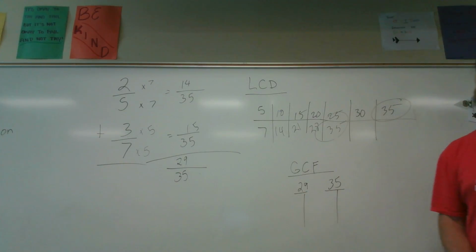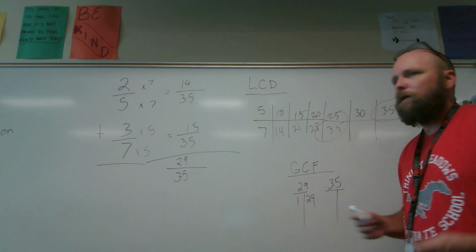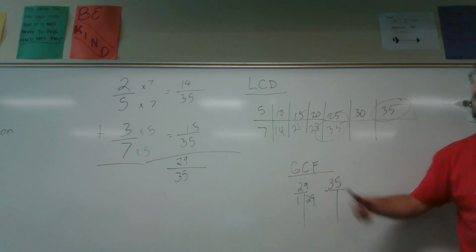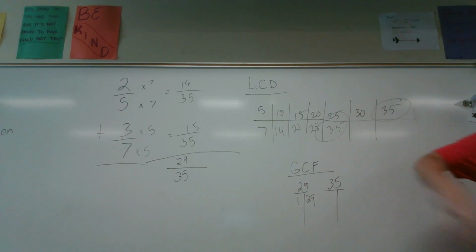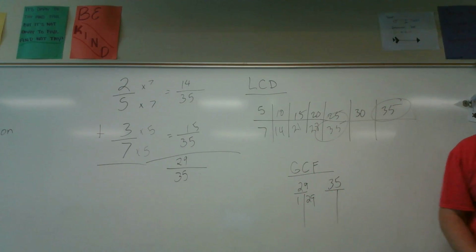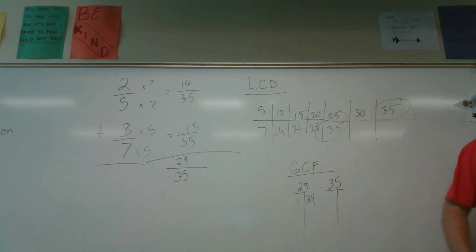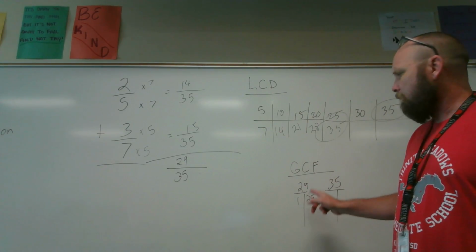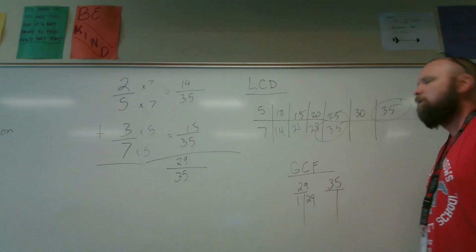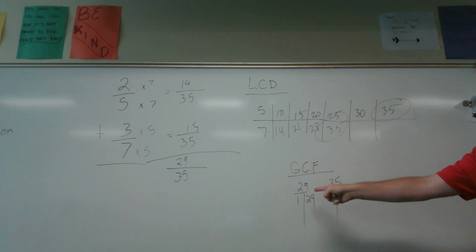So Molly, what are the factors of 29? 1 and 29. Is 2 a factor of 29? No, because it's not an even number. Is 3 a factor of 29? No, because the sum of the digits is 11, and 11 is not a multiple of 3. 4? No, that's 28. 5? No, because it doesn't end in a 5 or 0. 6, no. 7, no. 8, no. 9, no. What kind of number do you call this, Molly? Prime number. 29 is a prime number because it only has two factors, 1 and itself.